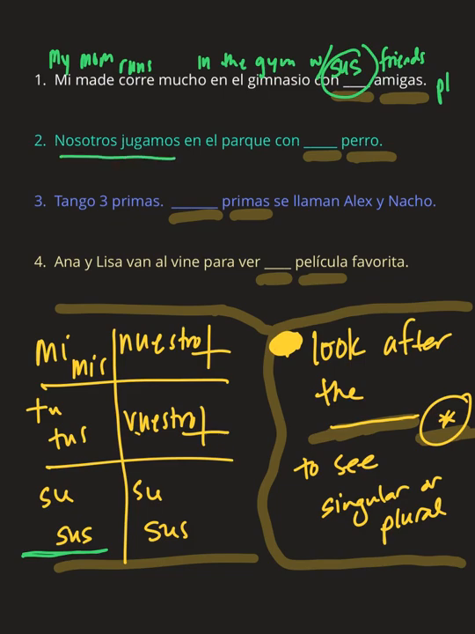All right, let's go to the next one. Nosotros jugamos en el parque con blank perro. So we know this perro, somebody's dog, is singular. Okay? All right, so whose dog? Nosotros jugamos, there's my clue. We play.